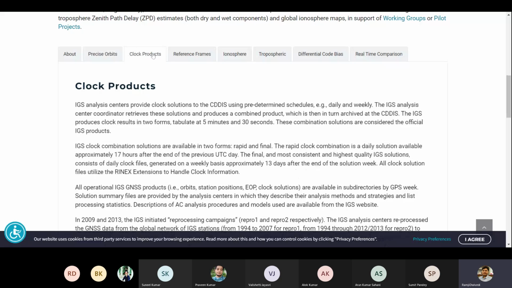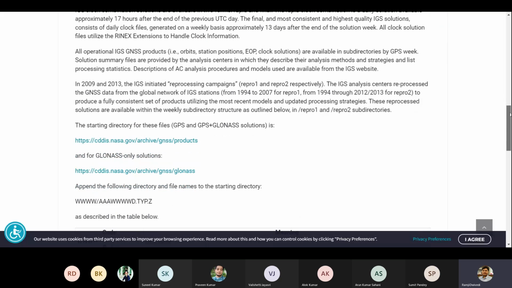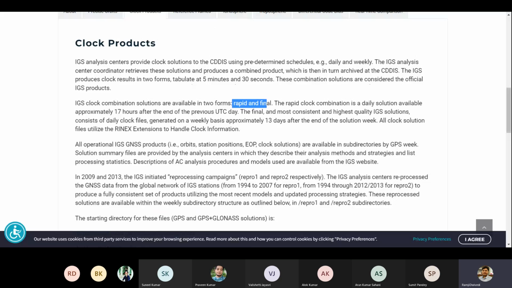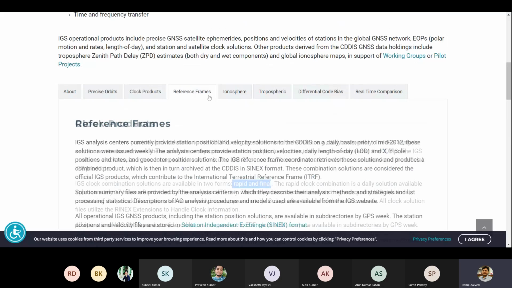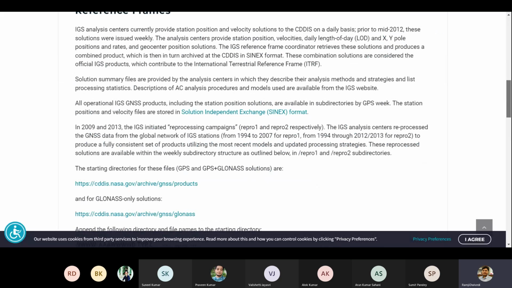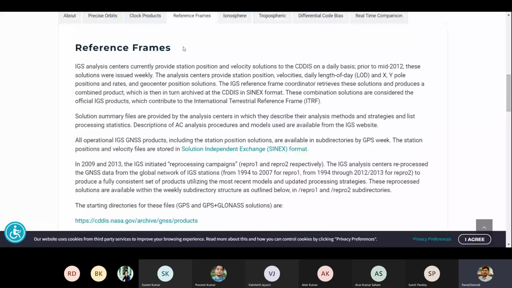These are the clock products which I was mentioning in one of the slides. These clock products also need to be mentioned. They come as rapid and final forms, daily and weekly. These are available. Then again, the Earth orientation parameter, which is the reference frame, has solutions available in the Sinex format.